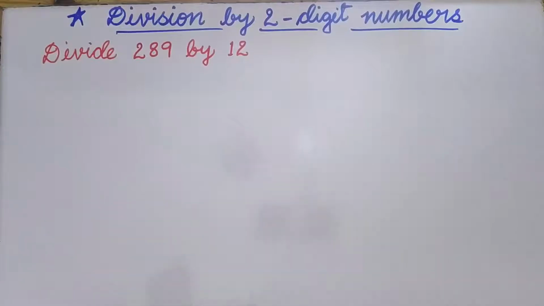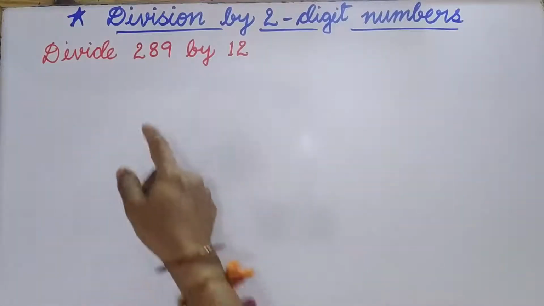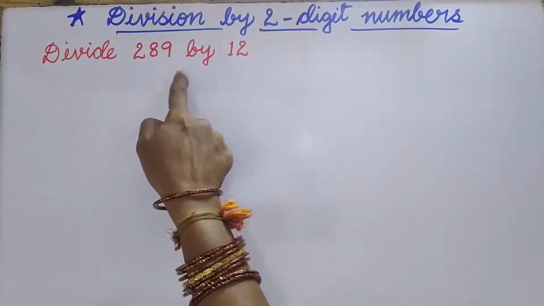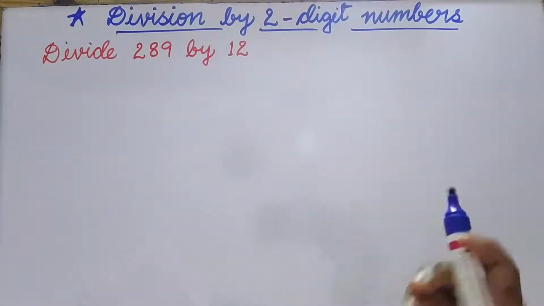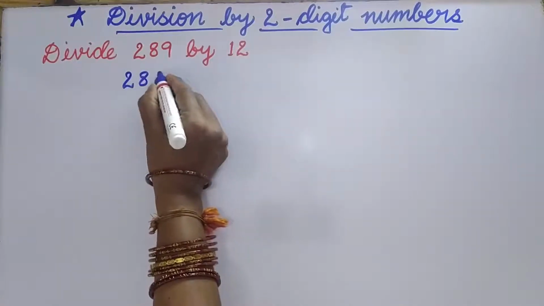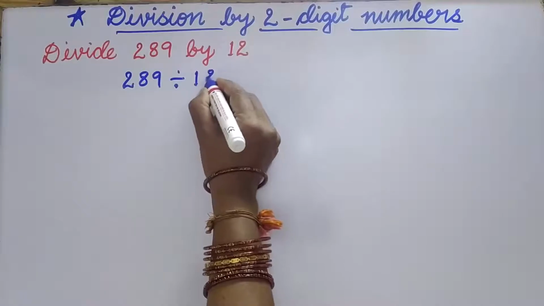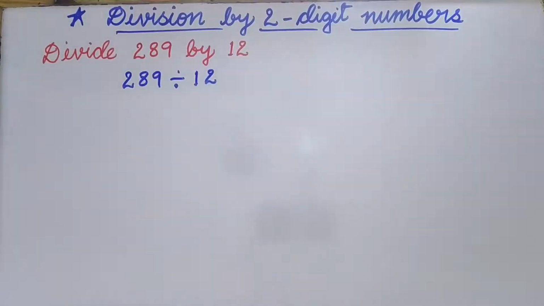In our third standard, we have learnt about division by one digit number. Now we are going to learn about division by two-digit number. Okay, let us go through one simple problem. Divide 289 by 12. So how should it be written? We can write using the divide symbol, 289 divided by 12, and we are going to solve it by long division method.